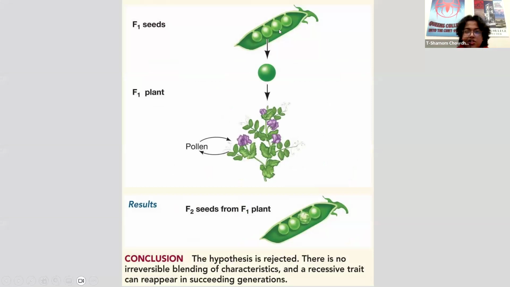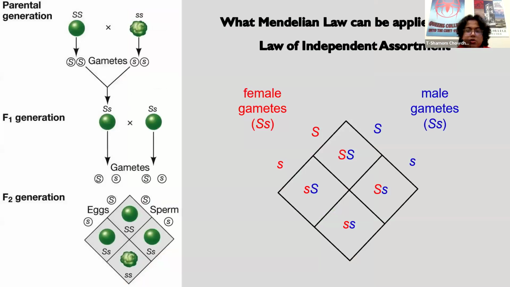So here, in the F1 generation, you see they all show dominant traits in that they're all round. However, once they self-pollinated, you were able to see the F2 seeds. So there's no blending of traits. You could have a recessive trait not appear in one generation, but appear in the next generation. So this is known as the law of independent assortment, where you're getting one allele from one parent, another allele from another parent.